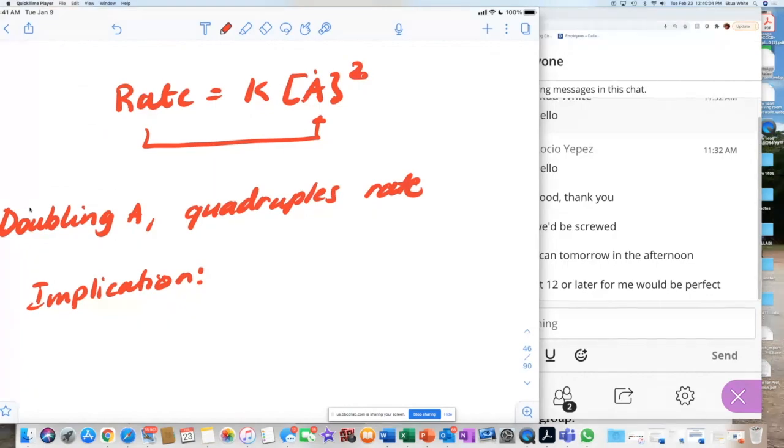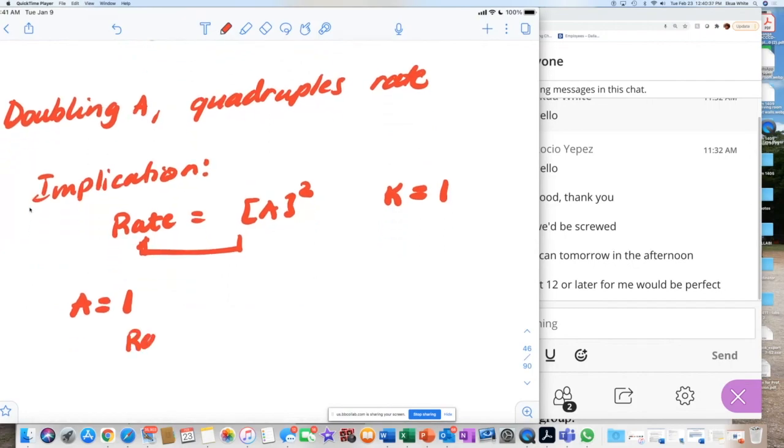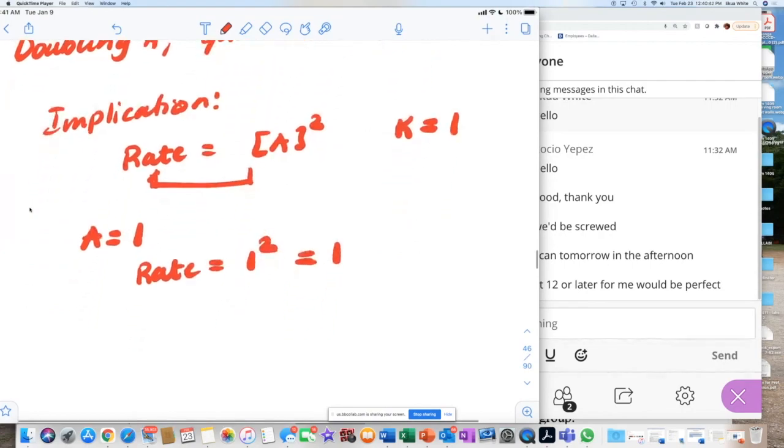The implication here is we're trying to understand how rate relates to A squared. So to get rid of K, I'll just make K equal 1. That's kind of how you get rid of the influence of numbers, right? I don't know what K is, so to get it out of the equation, I'll make K equal to 1. So I'm trying to see how A influences rate. I'll start with what if A was just 1? If A was 1, then rate will be equal to 1 squared. Rate will be equal to 1.